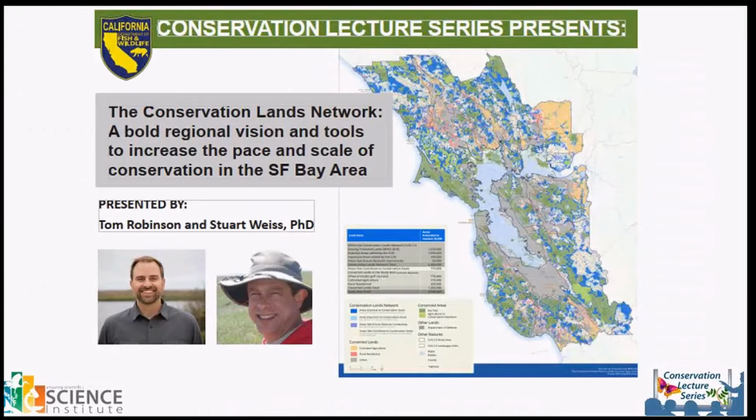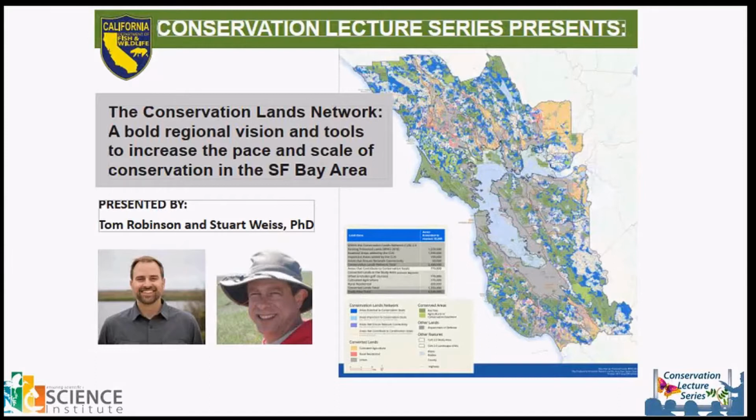Okay, without further ado, I am very pleased to introduce our guest speakers for today. We have Tom Robinson and Dr. Stuart Weiss. Tom is a principal of Tom Robinson Consulting, and in that role he directs the Conservation Lands Network project for the Bay Area Open Space Council, and he also assists nonprofits and municipalities to plan for landscape health and climate adaptation. His academic training is in both ecology and geographic analysis.